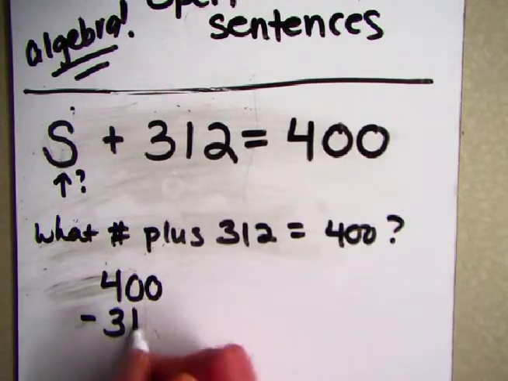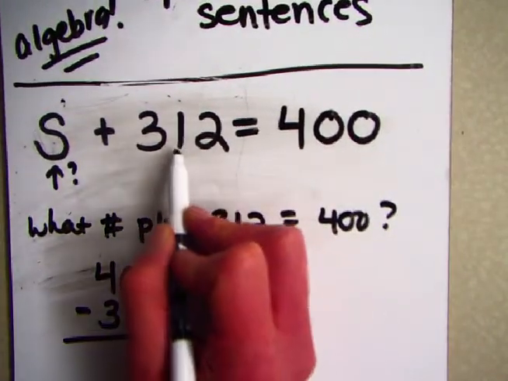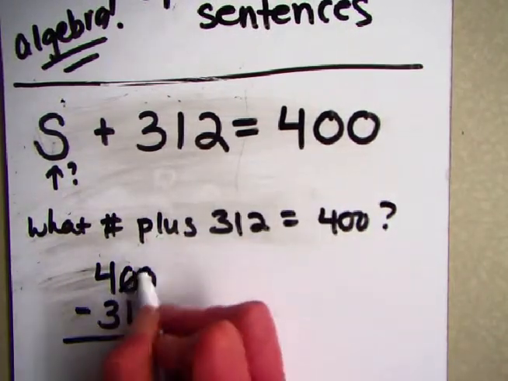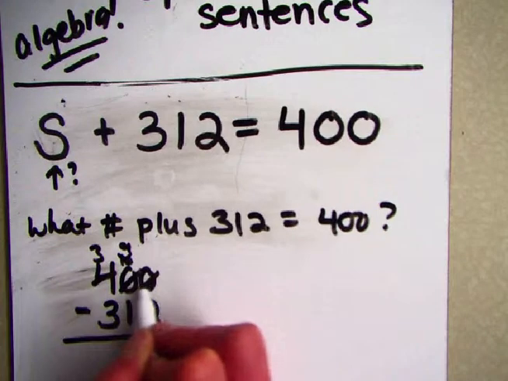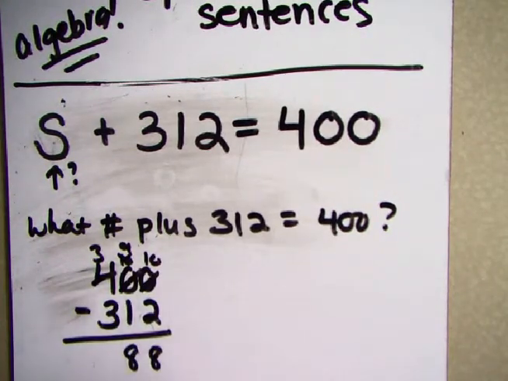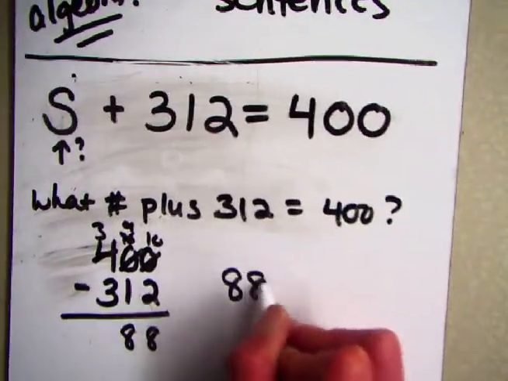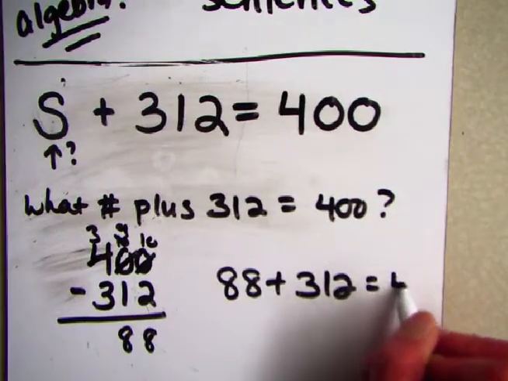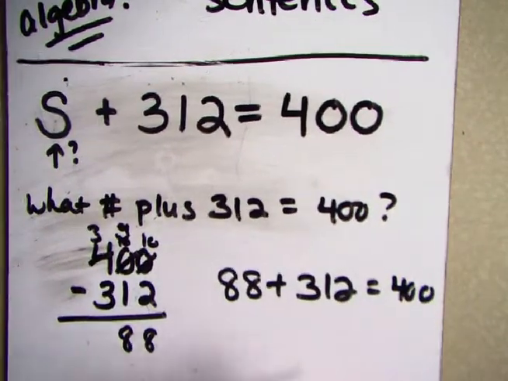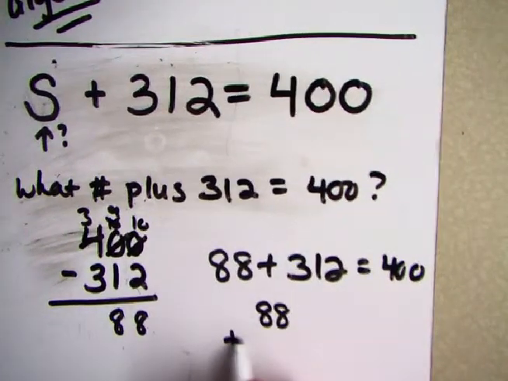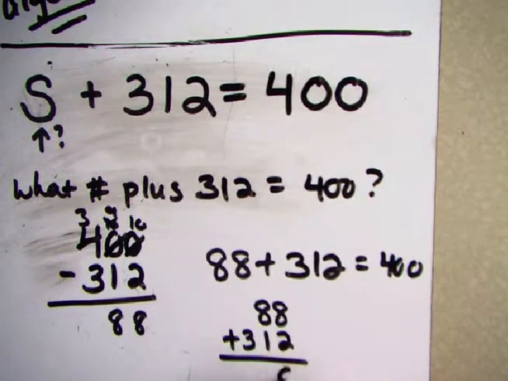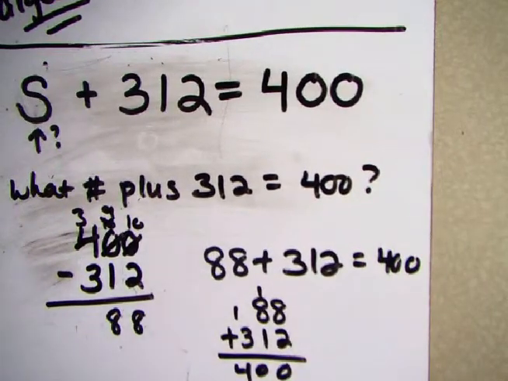400, take away 312. See, all I'm doing is I'm moving the 312 to the side. $88. So I now know that 88 plus 312 is equal to 400. I want to check my work to make sure that I did my subtraction correct. It's correct, so my answer is correct. Let's try another one.